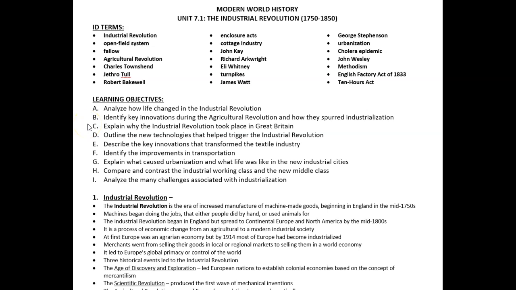industrialization. Explain why the Industrial Revolution took place in Great Britain, outline the new technologies that helped trigger the Industrial Revolution, describe the key innovations that transformed the textile industry, identify the improvements in transportation, explain what caused urbanization and what life was like in the new industrial cities, compare and contrast the industrial working class and the new middle class, and then finally analyze the many challenges associated with industrialization.